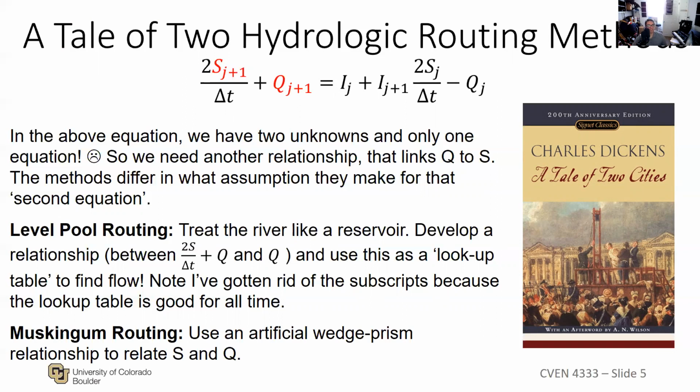The second approach that we're going to talk about is Muskingum, where you have this artificial relationship where you assume that the storage in the river reach that you're working on can be approximated by a wedge and a prism.